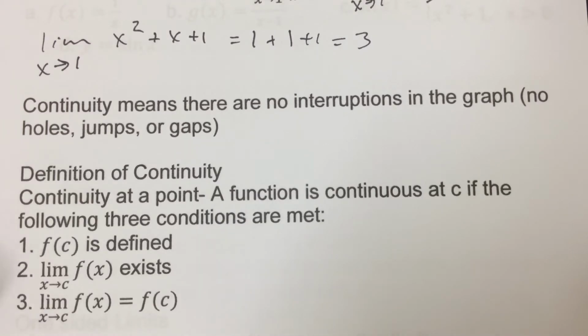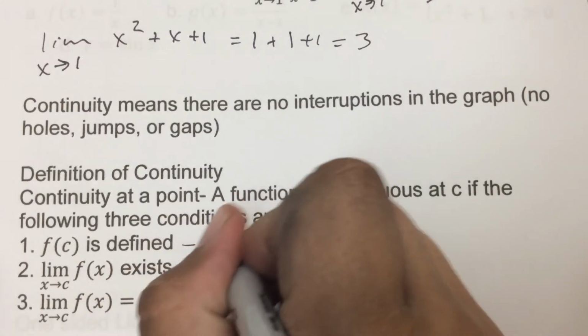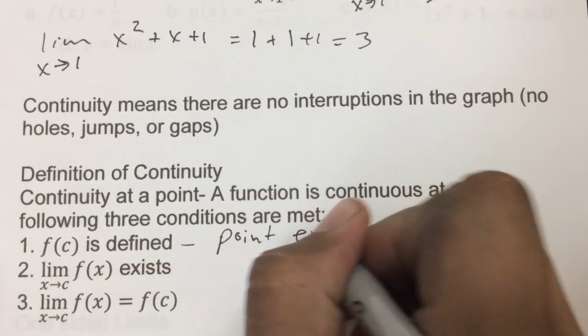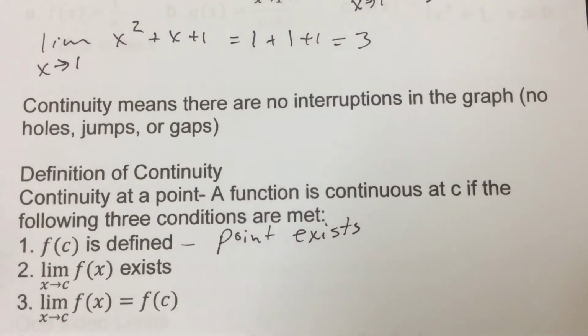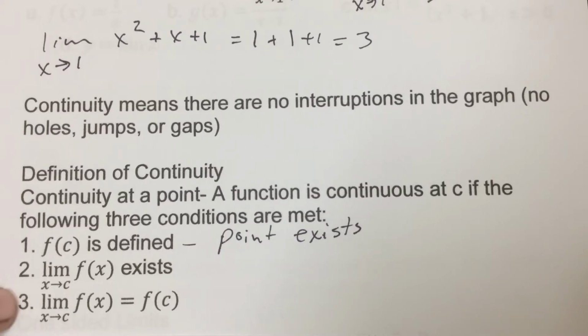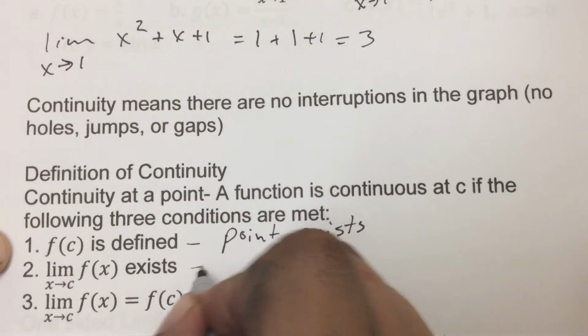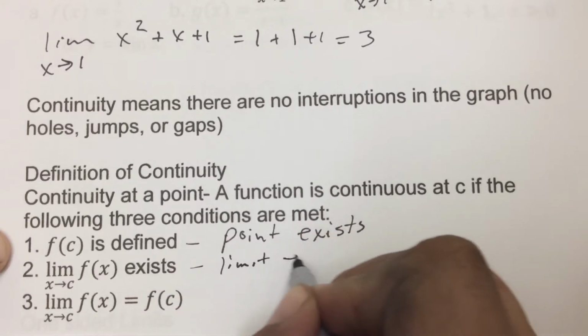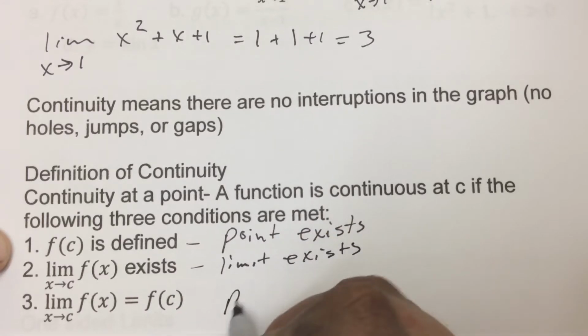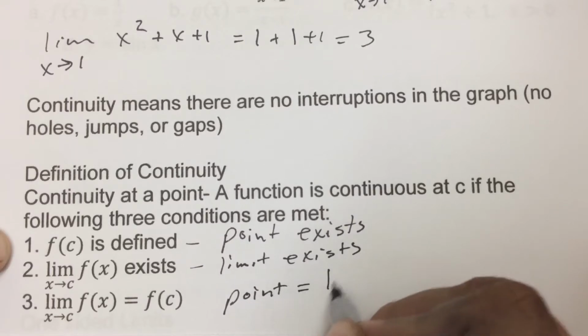So the three things for continuity are, first, f(c) is defined. What it means is the point will exist. So there can't be a hole there where everything works up into it, but that one point doesn't work. So that point has to exist. Next, the limit has to exist. And lastly, the limit has to equal the point. So point exists, limit exists, point equals limit.